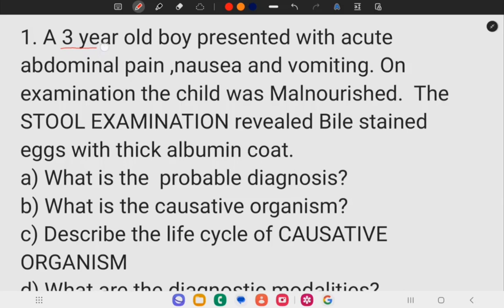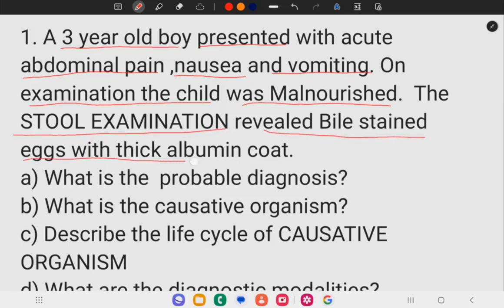A 3-year-old boy presented with acute abdominal pain, nausea, and vomiting. On examination, the child was malnourished. The stool examination revealed bile-stained eggs with a thick albumin coat. You will be able to answer all these questions at the end of the video. Let's start.